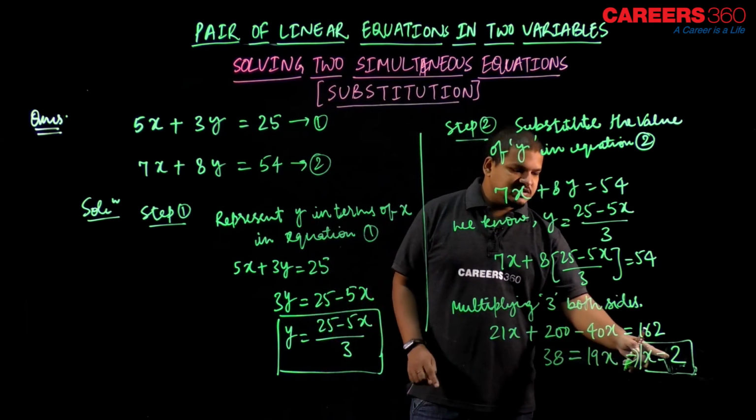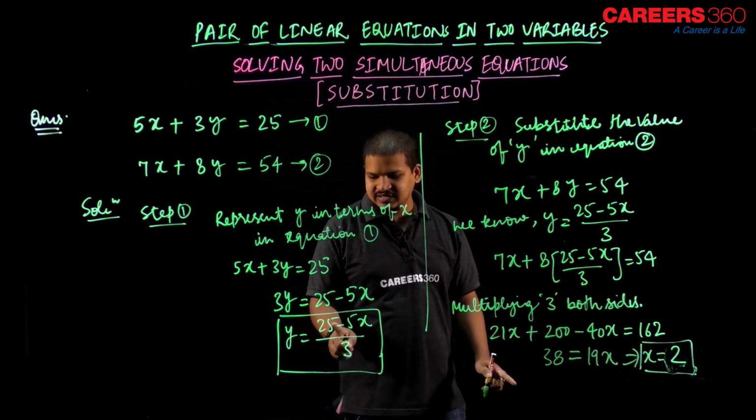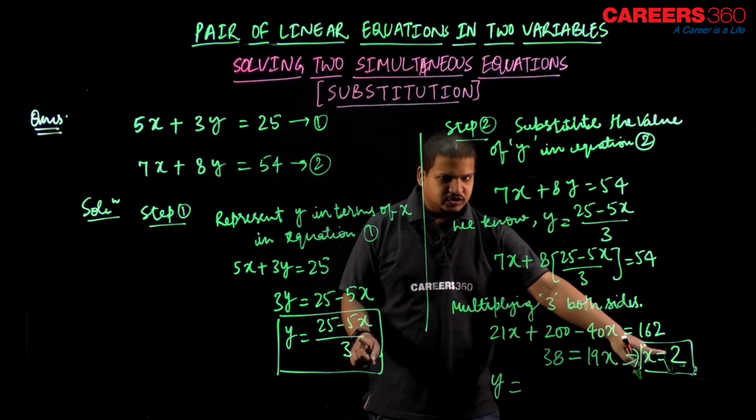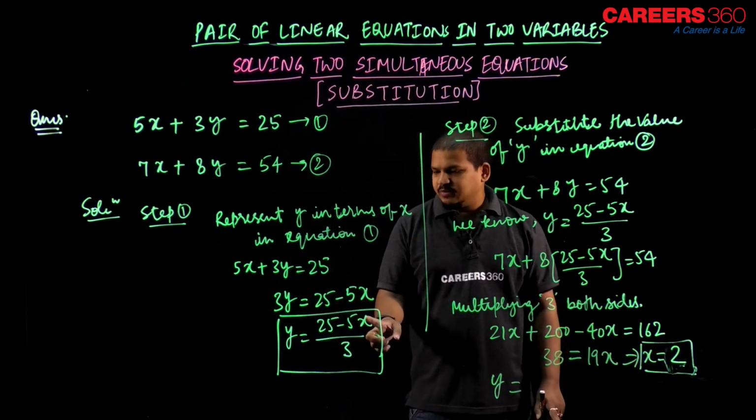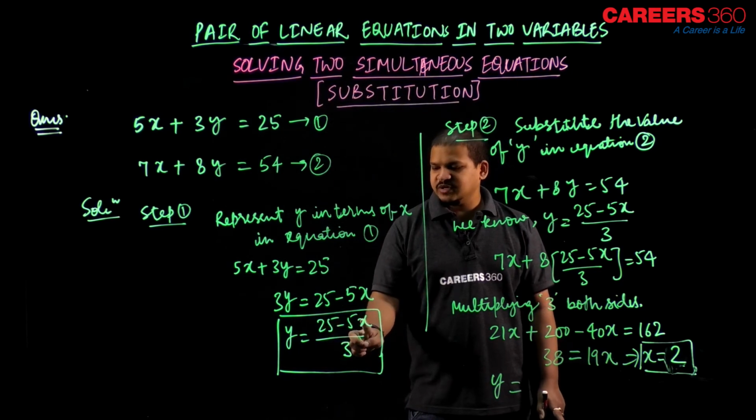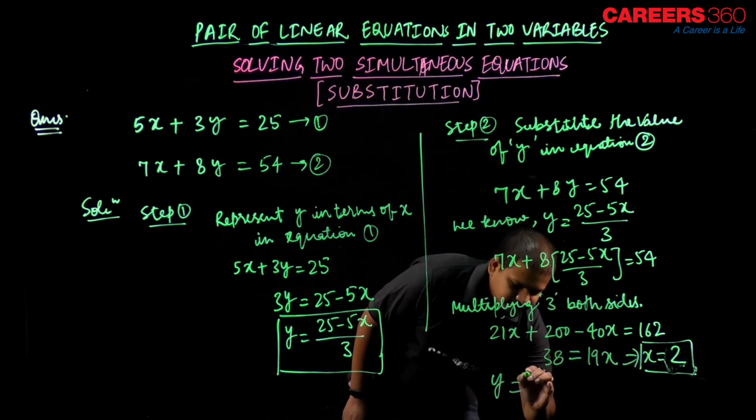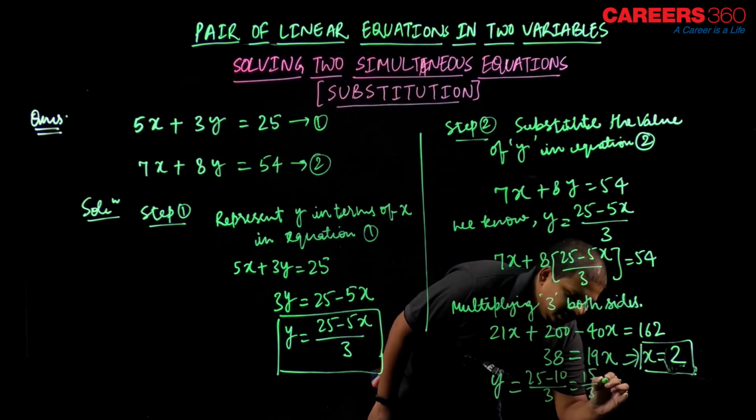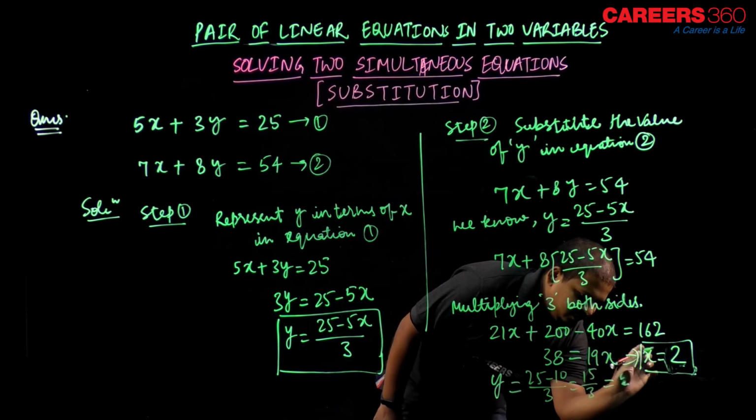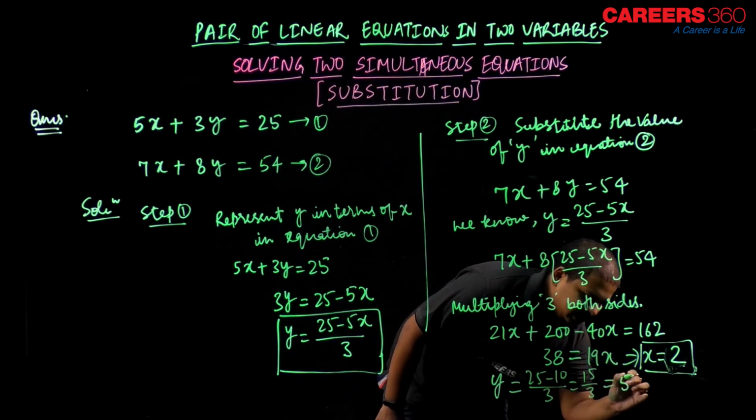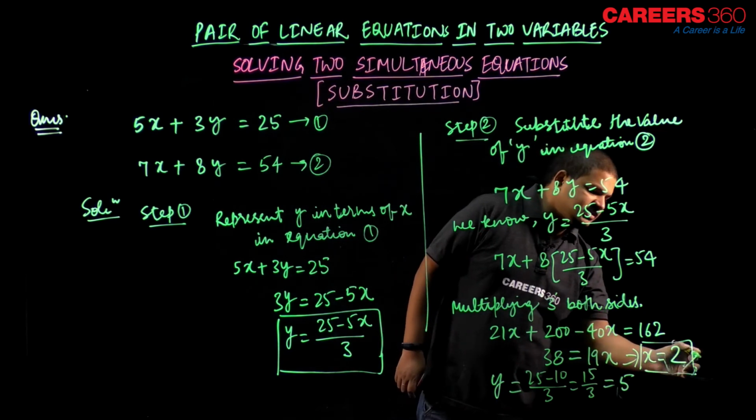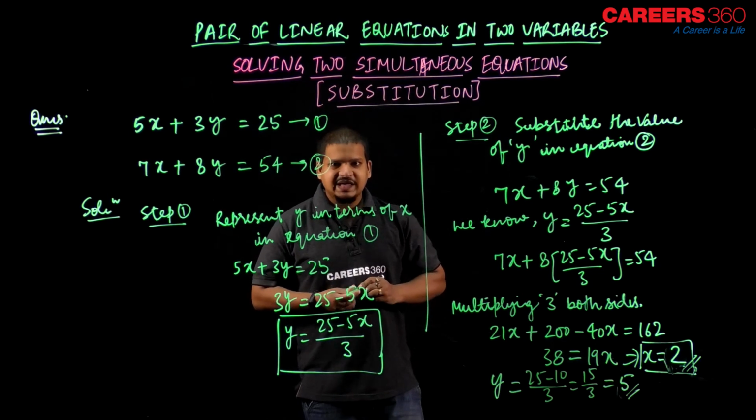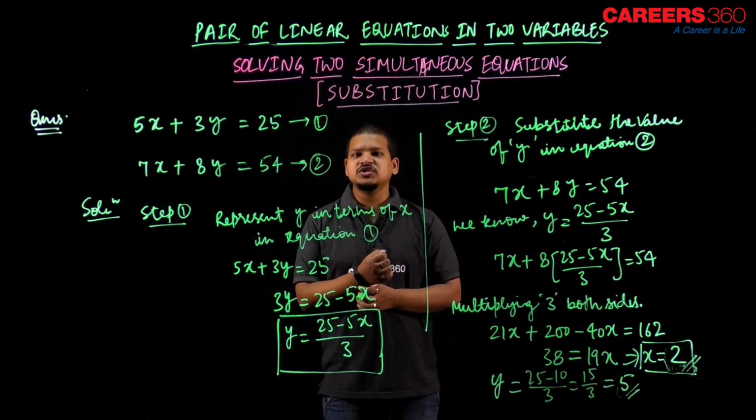Now I'll just substitute the value of x over here and I will be achieving y. If I put x equals 2 over here, then I'll be getting 5 2s are 10, 25 minus 10, that is 15 upon 3, and that is the value of y I'll be achieving as 5. So x we will achieve as 2, y we will achieve as 5, and that's how we can solve any simultaneous equation based on substitution.